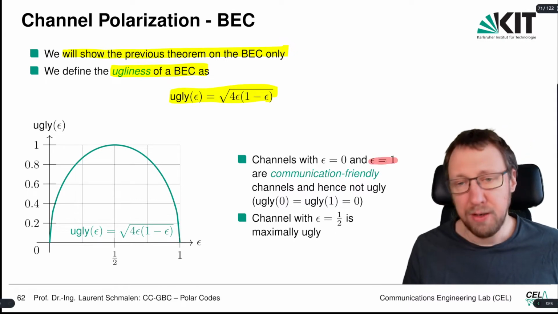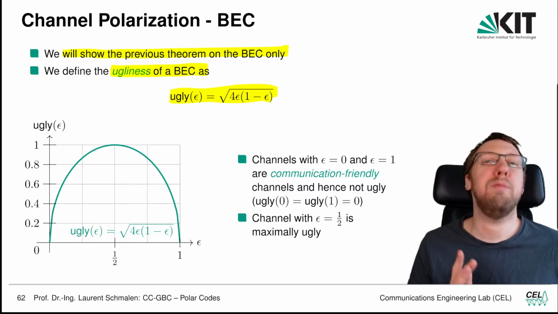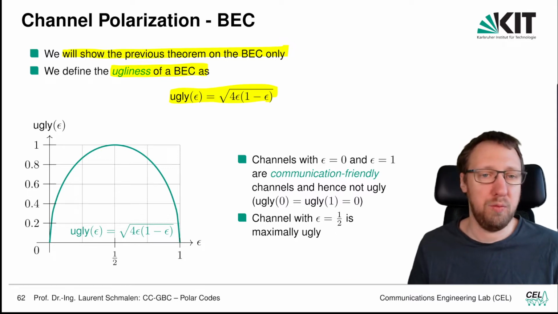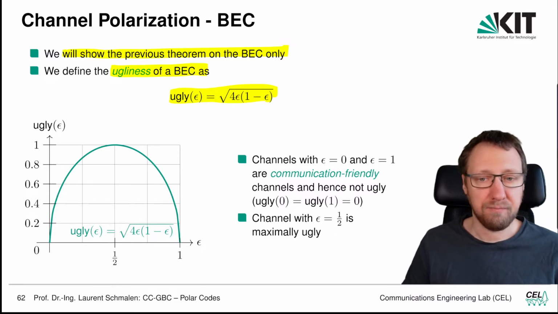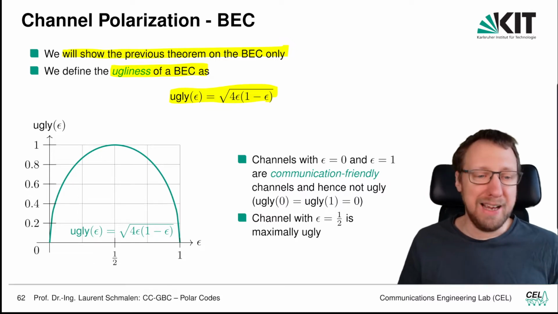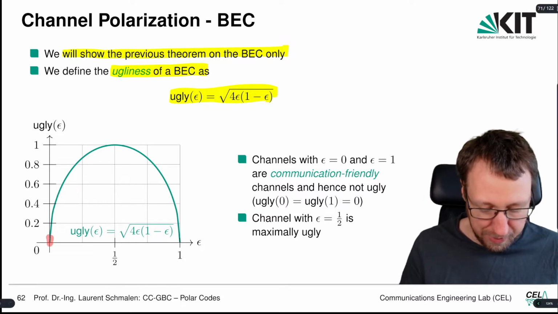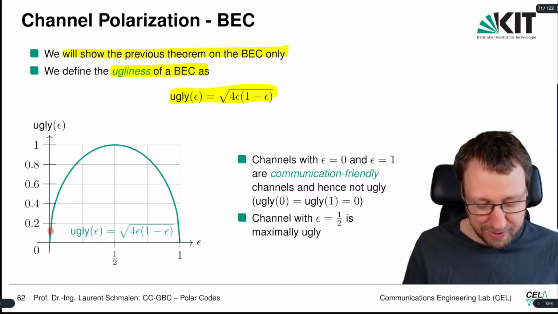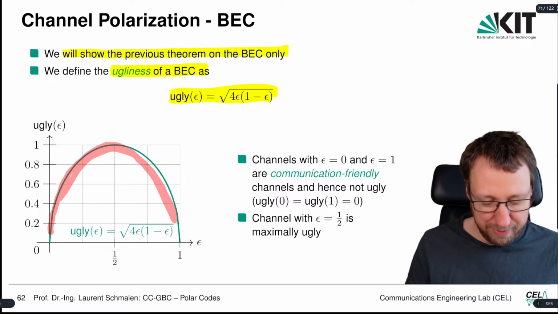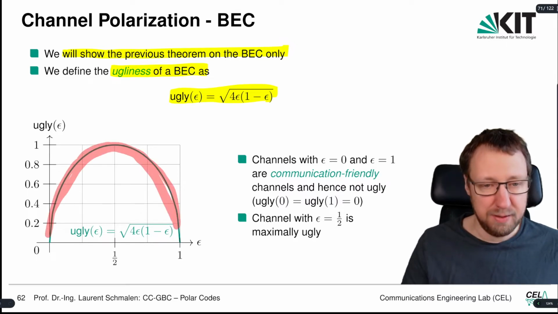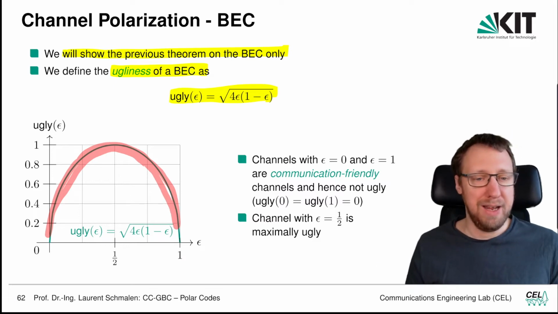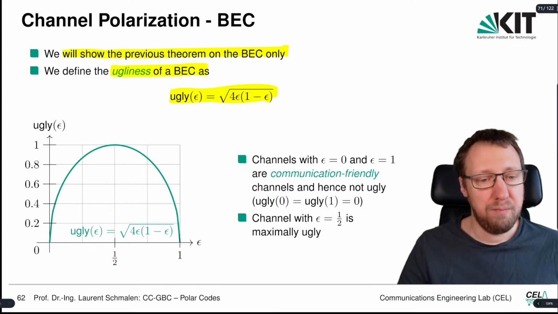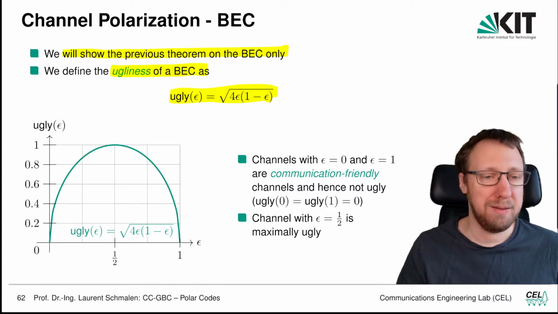If epsilon is equal to 1, that's also a very nice channel because everything is erased, which means we can lay back and we don't need to do anything at all, because all attempts for communicating will be futile. So these are not ugly at all. They have an ugliness of 0. And if we move in between, the channel gets more and more ugly, and we have this dome-like curve that's defined by the ugliness. A channel with an erasure probability of 1/2, where on average every second bit is erased, is maximally ugly.